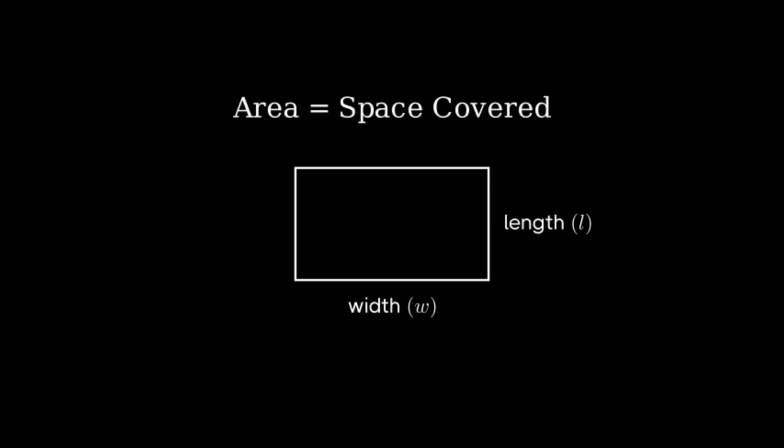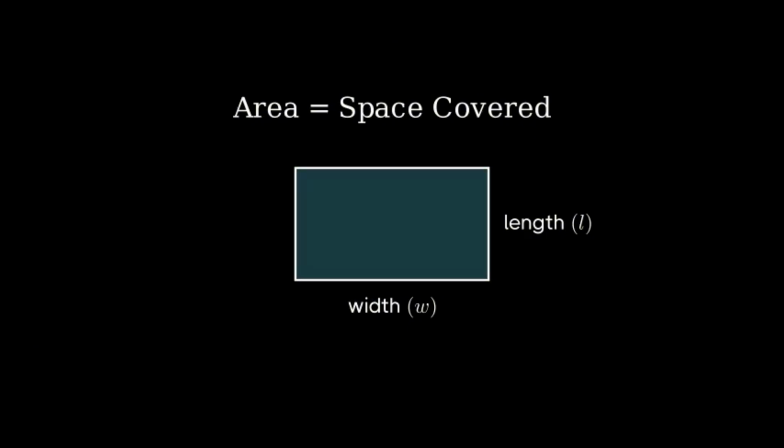The second measurement is the length, which shows how far the rectangle stretches from top to bottom. For our rectangle, the length is labeled as L. Think of area as the amount of space inside the rectangle. If we were to color the entire shape, the area represents all the colored space within its borders. Let's see what this looks like by filling in our rectangle with color. This filled space is what we're measuring when we talk about area.